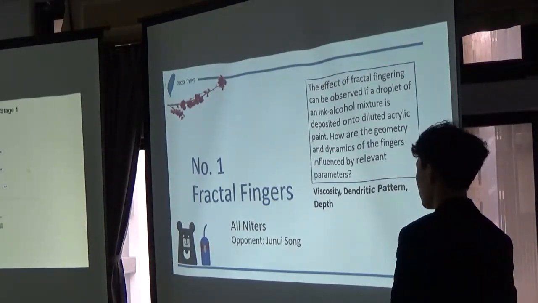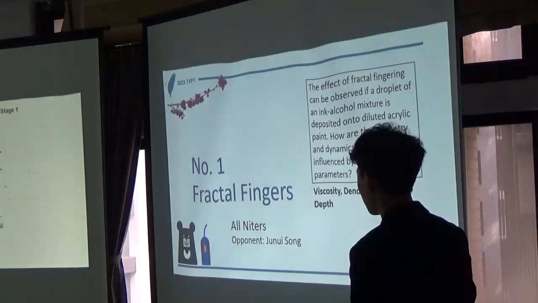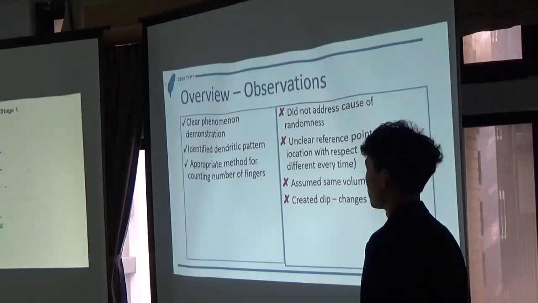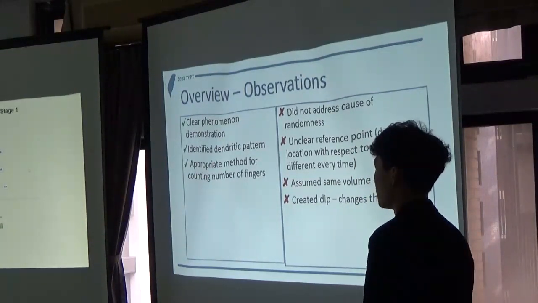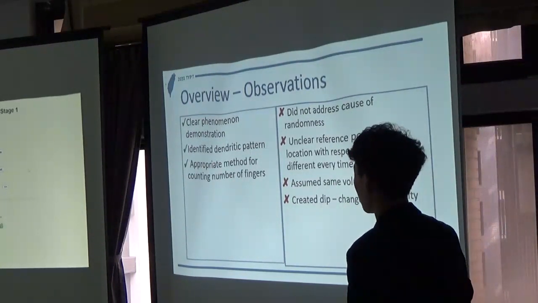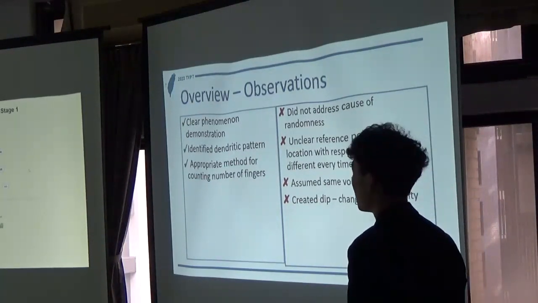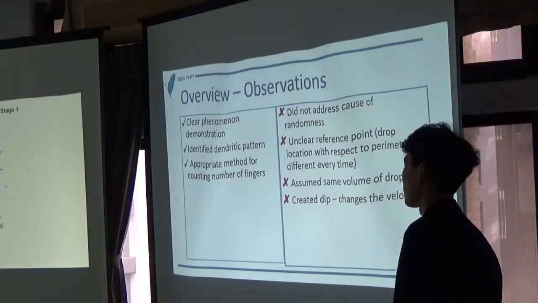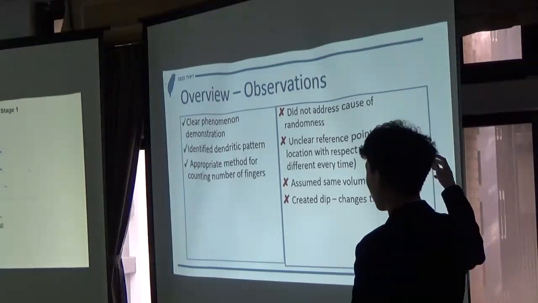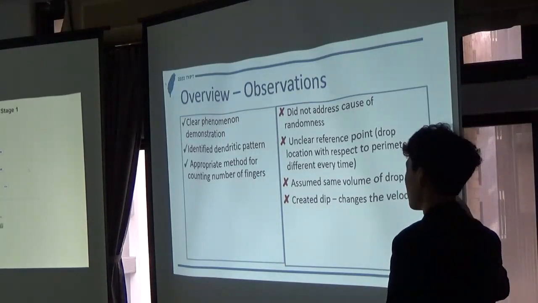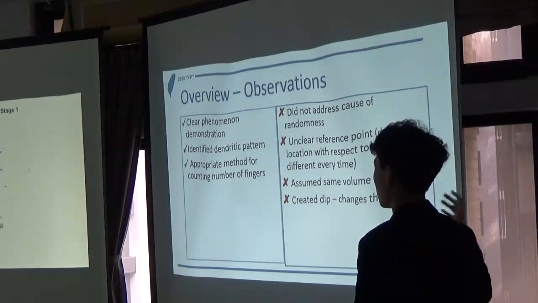So the main focus of our opposition is going to be viscosity, dendritic pattern, and depth. The overview of the observation was that the reporter had a clear phenomena demonstration and identified the dendritic pattern. However, they did not address the cause of randomness that causes the fractal fingers. And they had appropriate methods for counting the number of fingers. However, they did not have any reference points such as the drop location with respect to the perimeter, whether it was different or the same every time.